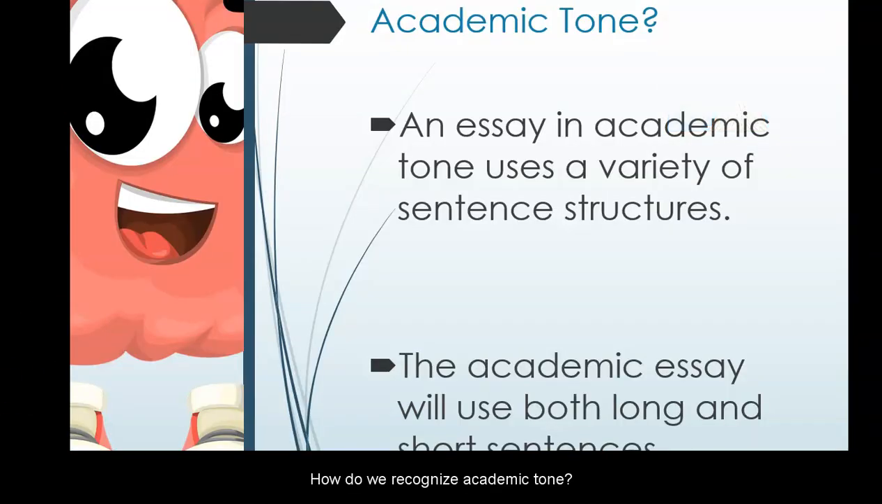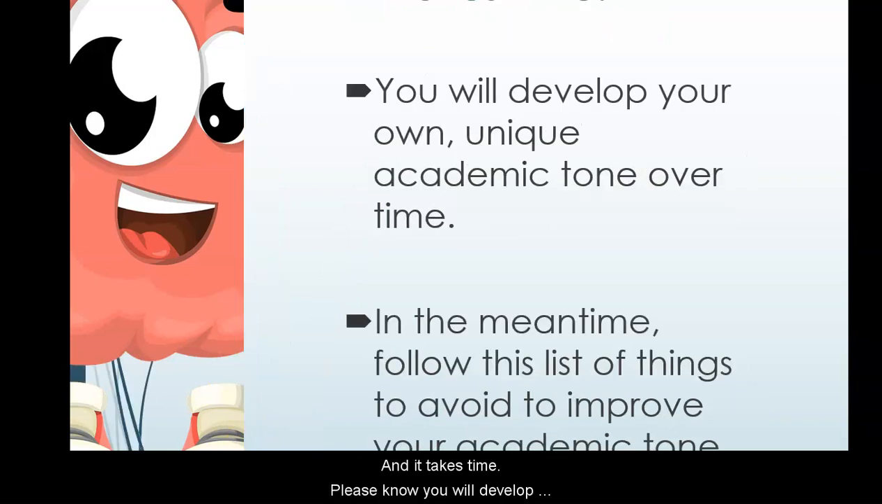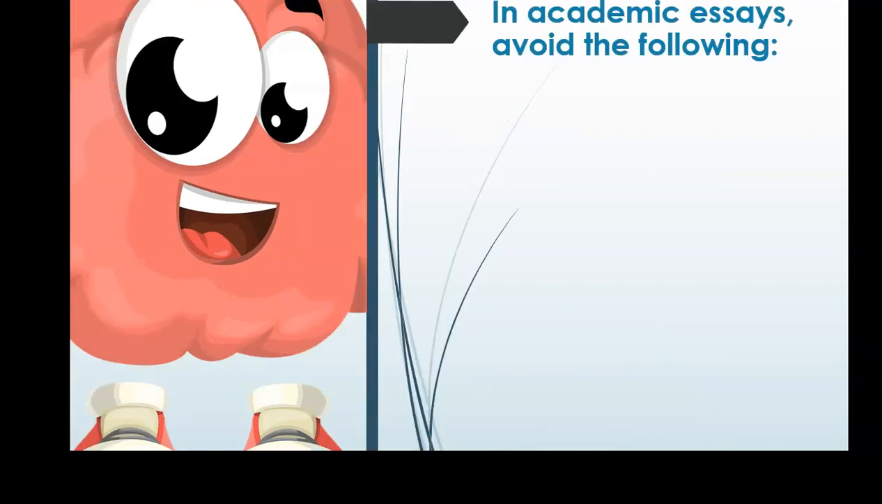How do we recognize academic tone? An essay in academic tone uses a variety of sentence structures. The academic essay will use both long and short sentences. And it takes time. Please know you will develop your own unique academic tone over time. In the meantime, follow this list of things to avoid to improve your academic tone now. So these are things you should avoid in order to start creating that academic tone, okay?